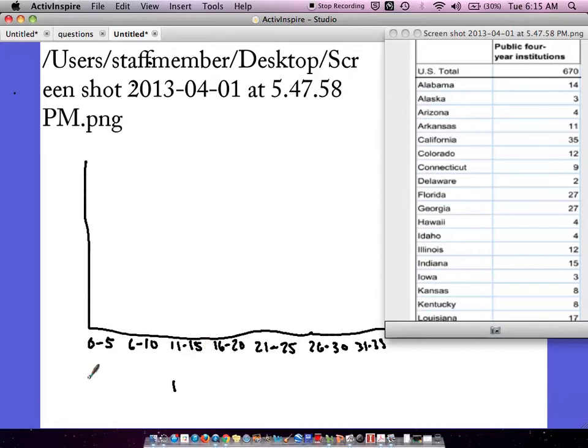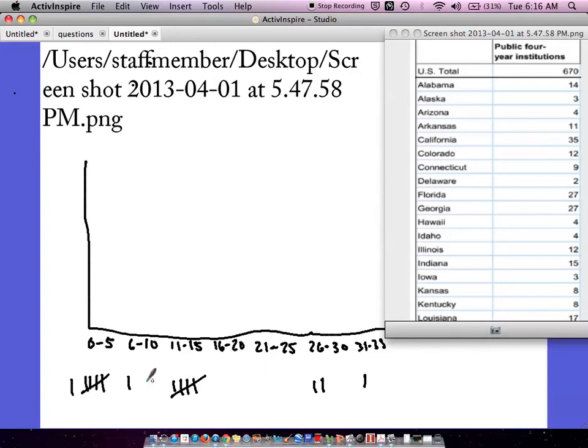Alaska's got 3. Arizona's got 4. Arkansas's got 11. California 35. 12. 9. 2. A couple of 27s, so those would both be in there. A couple of 4s. 12, 15. 12, 15.